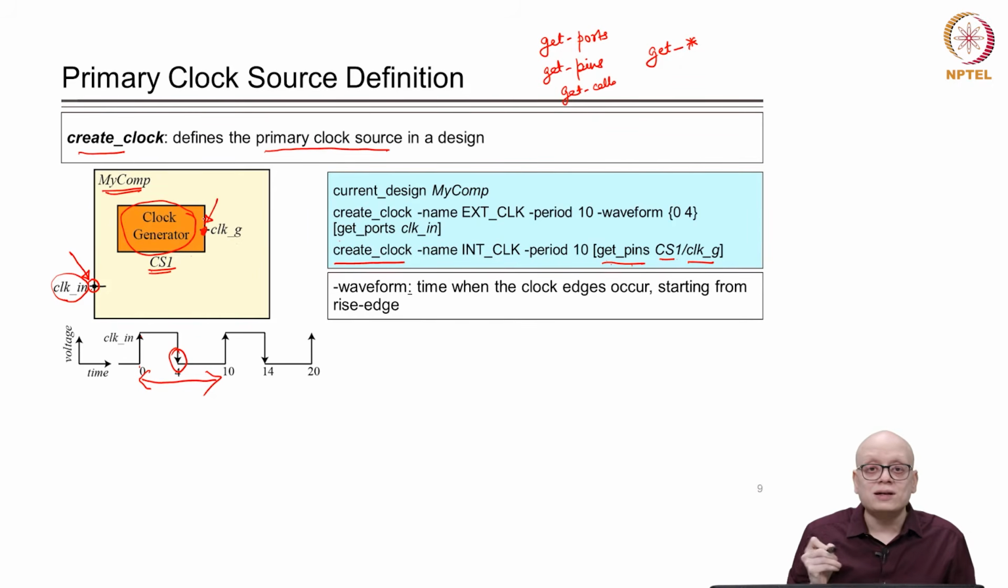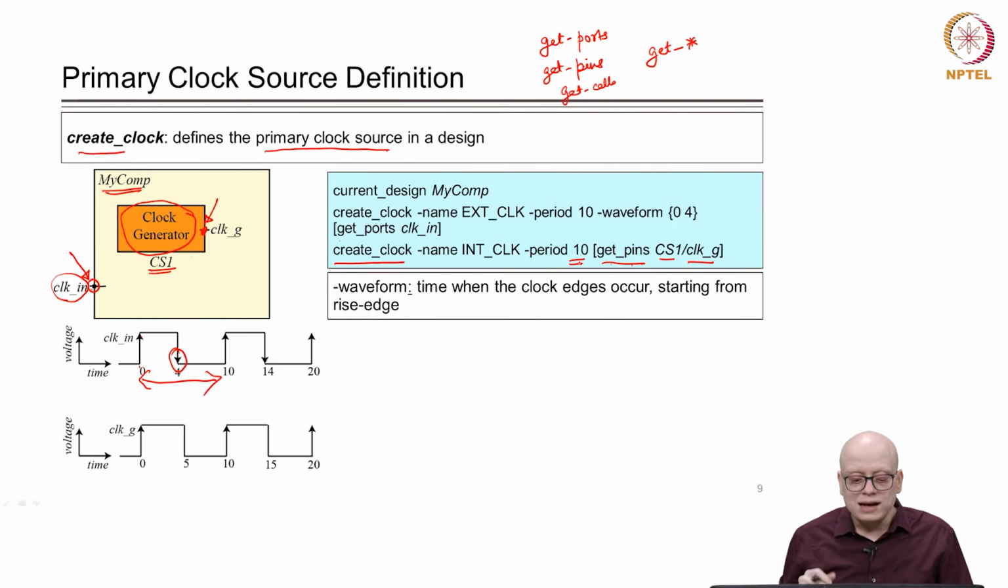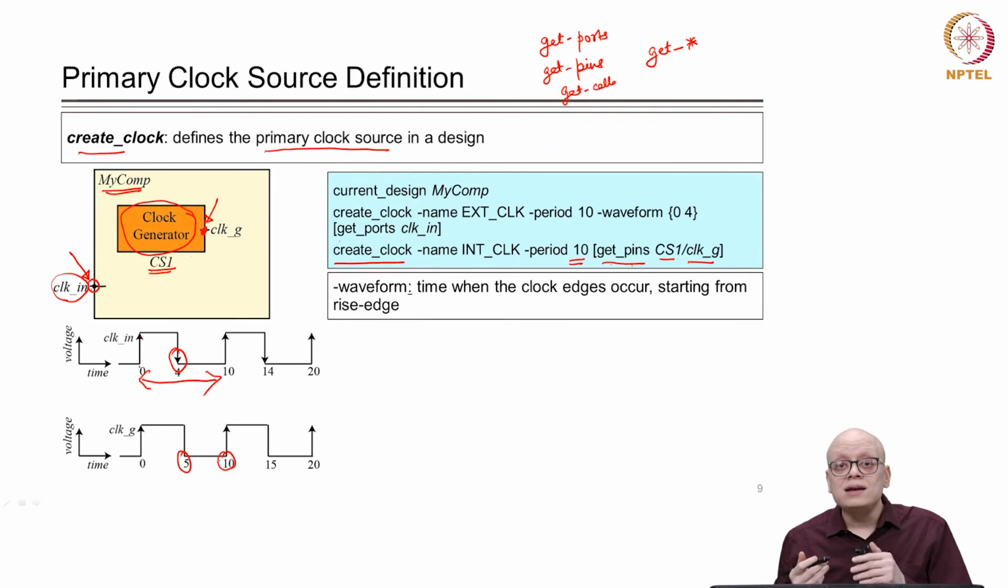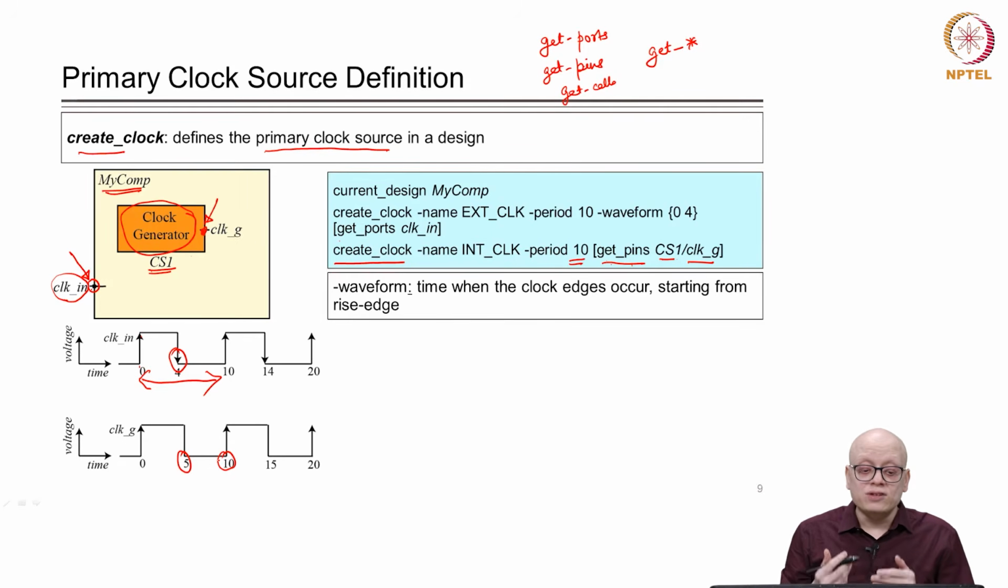The tool will now understand that clock underscore G is a special type of pin. It is basically generating a clock which has a clock time period of 10. In this case we have not specified the waveform, so the tool will infer that its duty cycle is 50%. The falling edge will be at 5, half of 10, and so on. So, this is how we provide the definition of primary clock sources in our design.